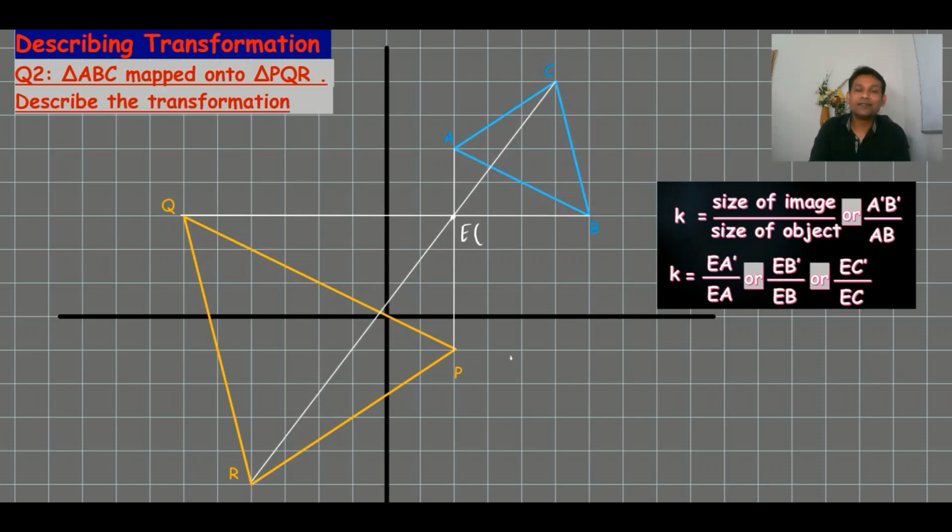Okay, I told you that the center can be in between object and image. That's coming 1, 2, 1, 2, 3. 2, 3 is the center of enlargement we have done. Okay, now to find the scale factor we have to use one of the formulas.